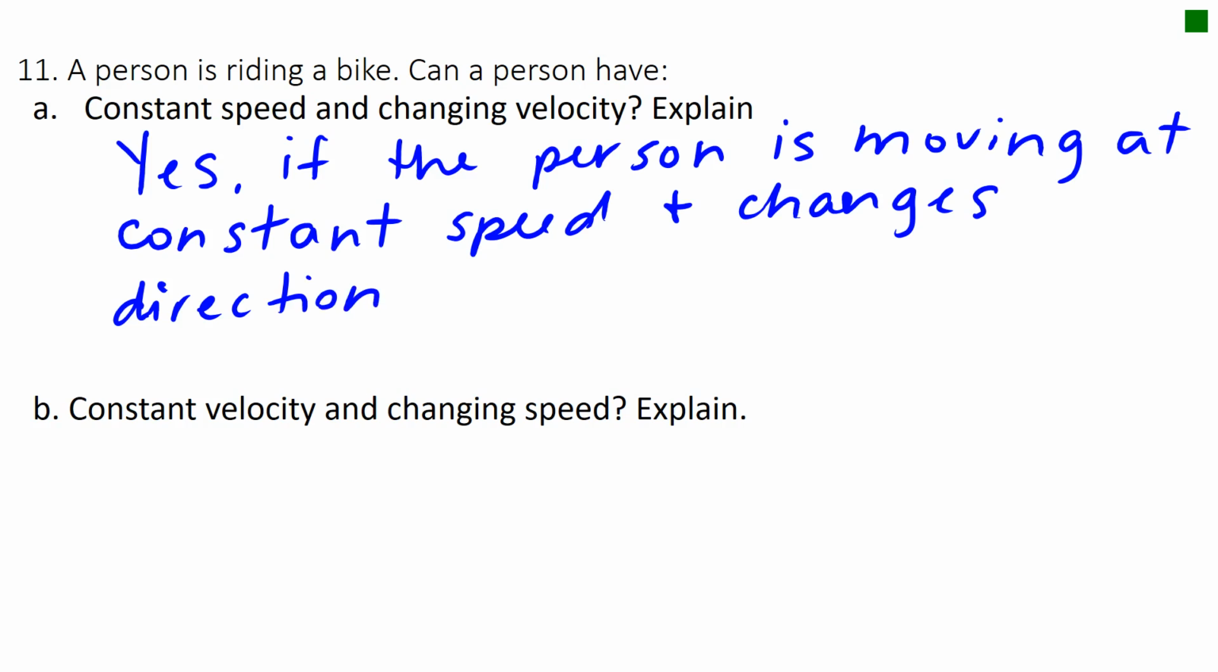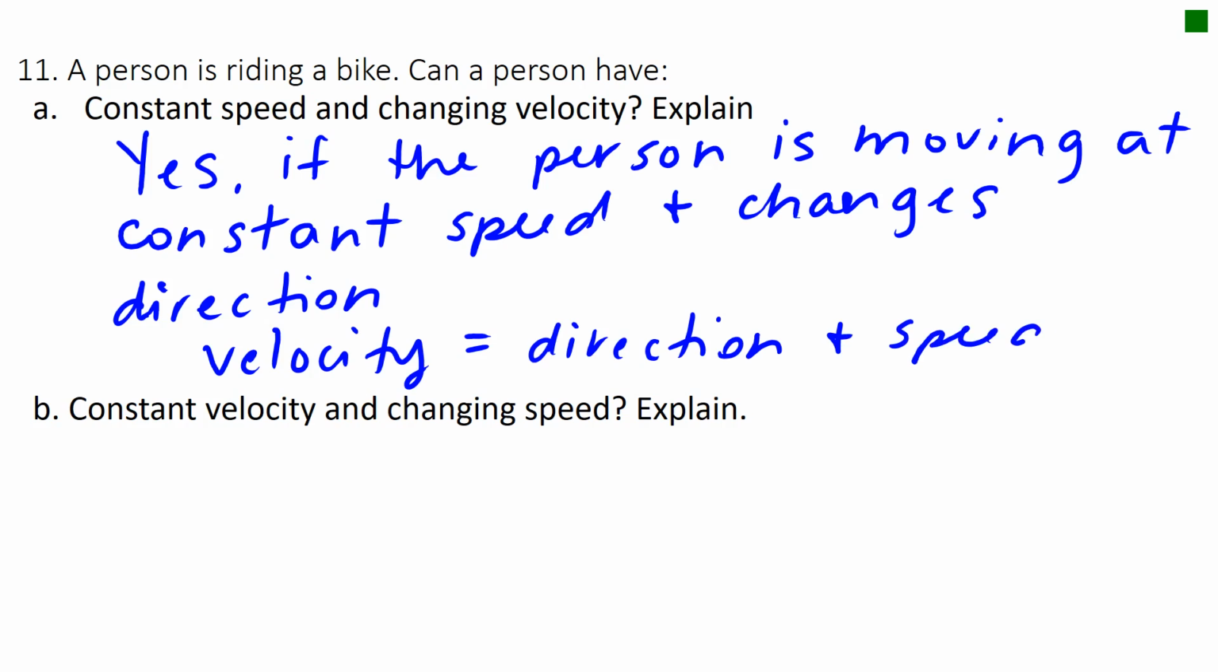Okay. Remember that velocity is direction plus speed. So anytime you change direction and or speed, you change velocity. So if an object is moving at the same speed in a circle, that object is changing its velocity without changing its speed. Okay. Part B, can an object have constant velocity and changing speed?